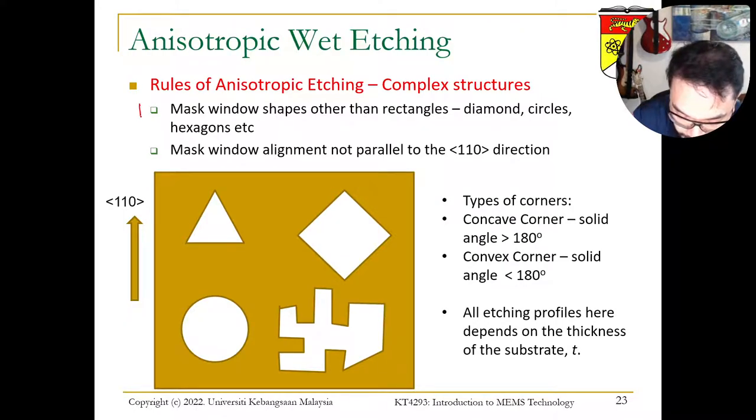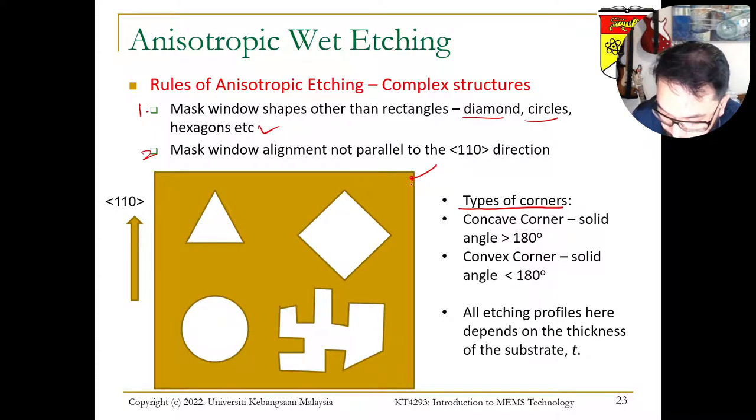So the first rule here is for mask window shapes other than a rectangle, whether diamond, circle, hexagon, or whatever, in the situation where the mask window alignment is not parallel to the 110 direction. The first thing that you need to look at is the type of corners. What do you mean by that?